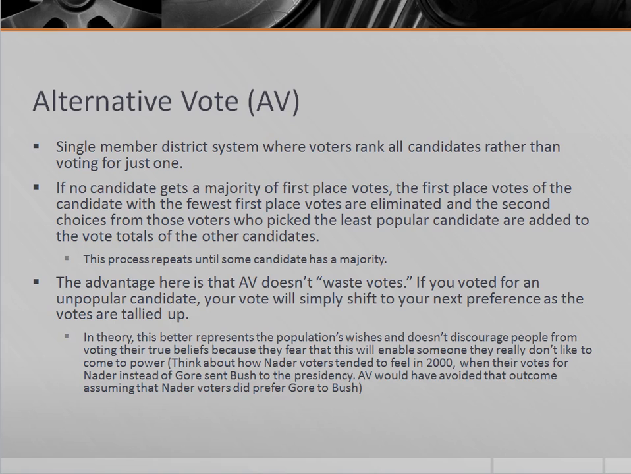I admit the way of counting the votes may not be completely intuitive to everyone, but the idea is simple. If you voted for an unpopular candidate, your vote will simply shift to your second preference if the unpopular candidate gets eliminated. What that does is that you don't end up costing your second or third favorite candidate the election by voting for someone who split the vote of your favorite candidates. So what this will do is that it avoids that spoiler effect that we've been talking about.